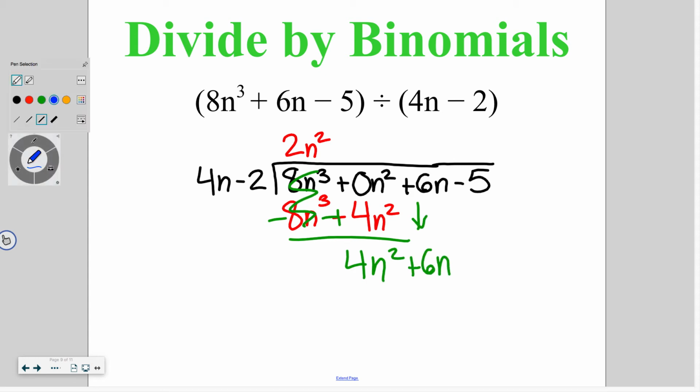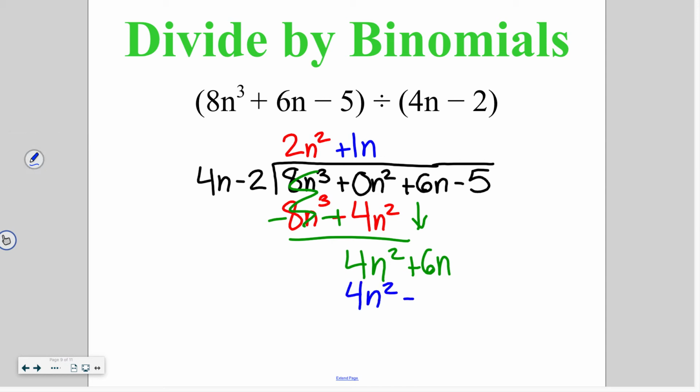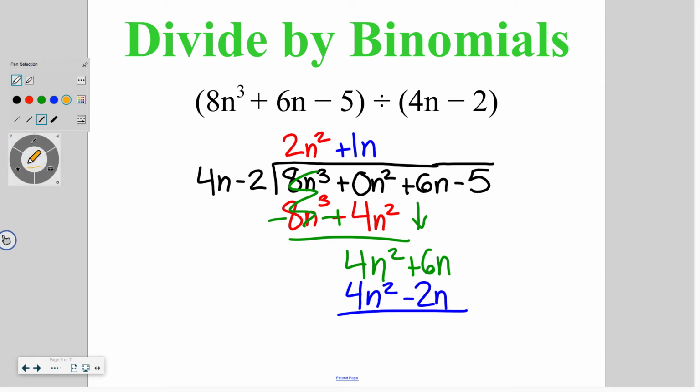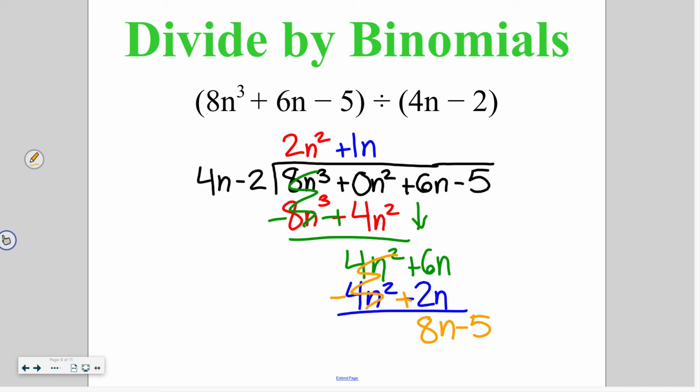Now I need to see how many times 4 goes into 4. That's once. n goes into n squared once. So I've got 4n squared after I multiply, minus 2n. Again, we're going to need to subtract. The 4n squared and 4n squared cancel out. Minus a negative turns into a positive. So I've got 8n minus 5.